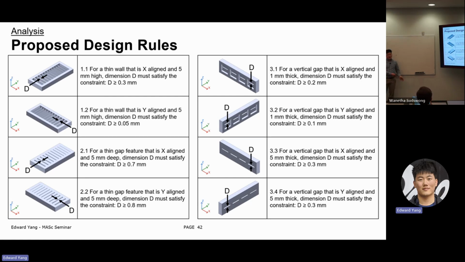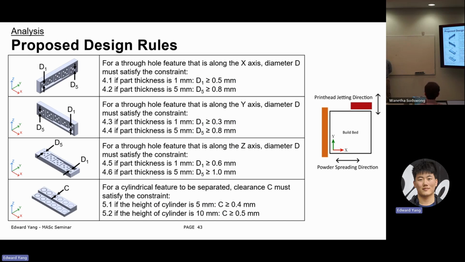This was based off the success maps from earlier, and I've gone through and stated design rules for each combination of features and orientations. Similarly for the through holes and for the clearances as well. And as a reminder, the orientation is impacted by its position relative to the printer, which affects the powder spreading direction and the printhead jetting direction.